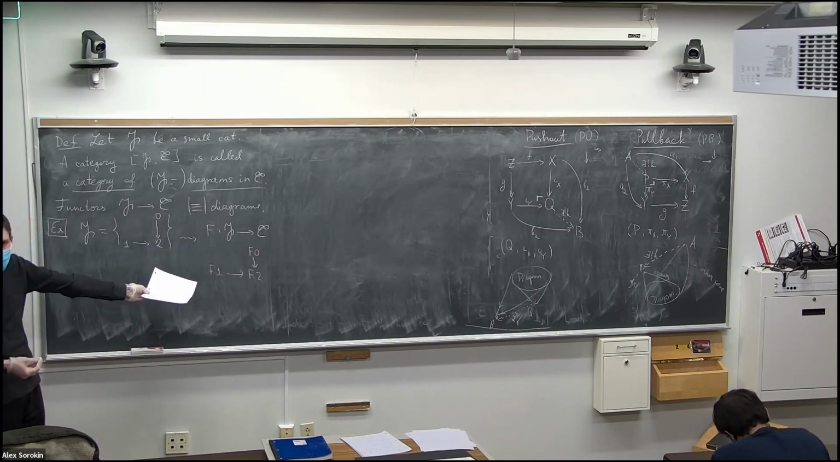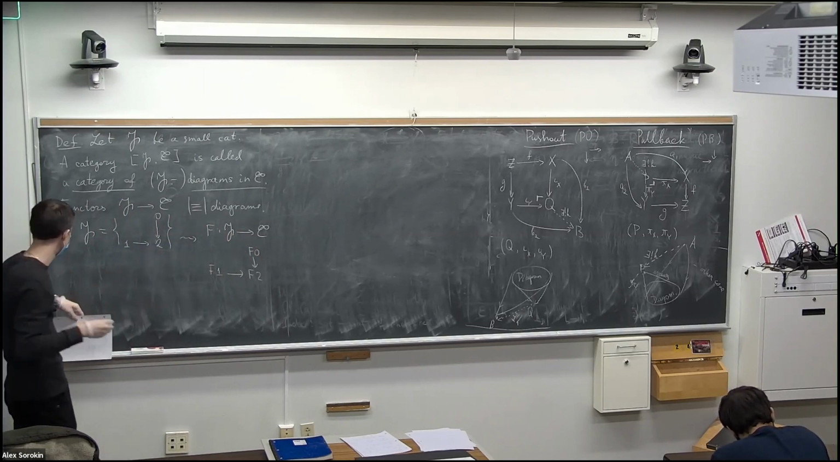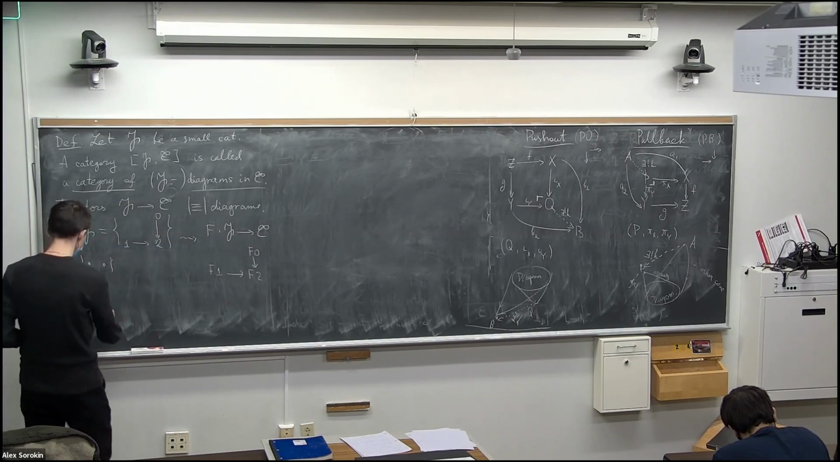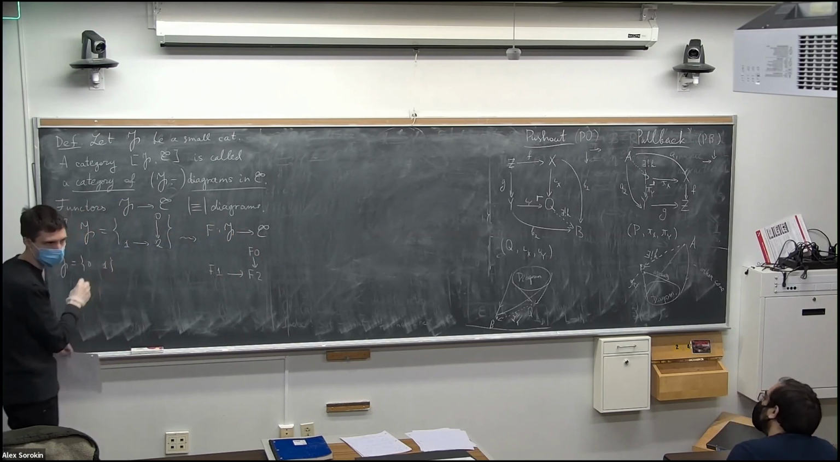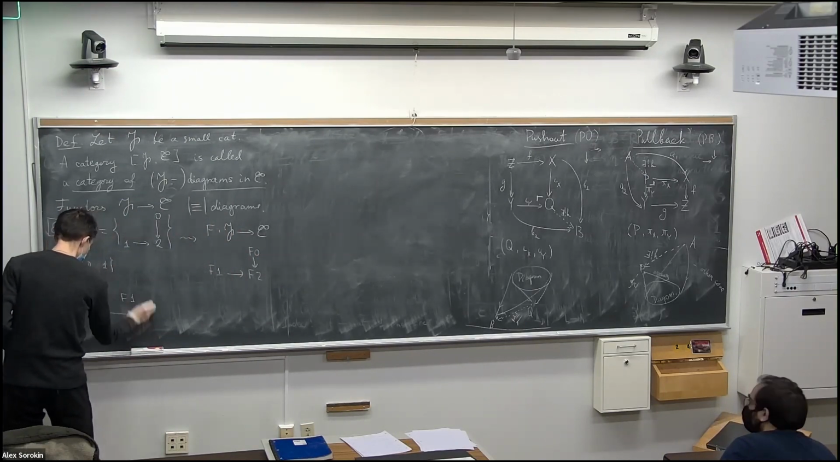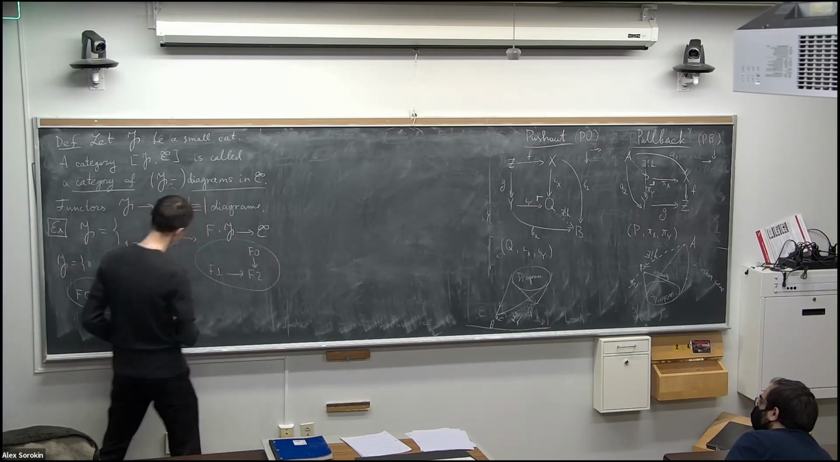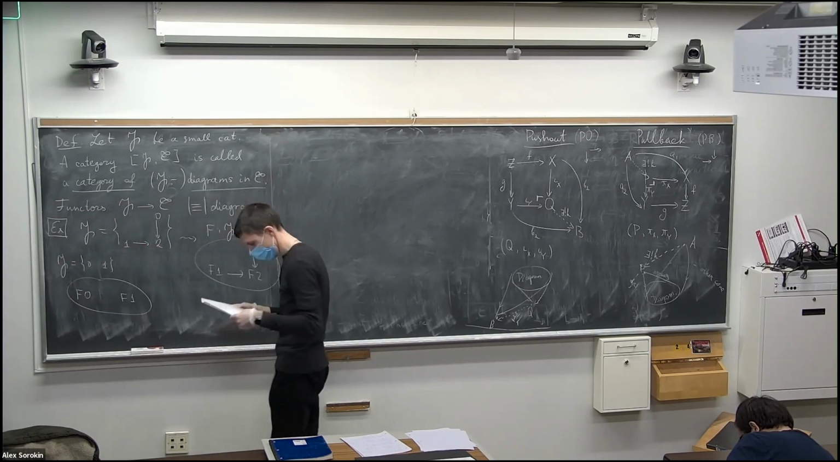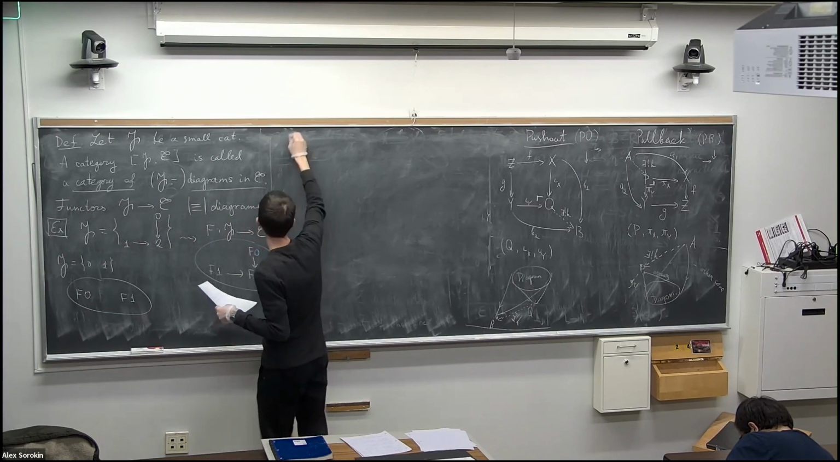Okay, for push out, similar. If you have J equal to just 2 dots, let's call these dots 0 and 1, without any arrows, then your diagram will be F of 0 and F of 1. Okay. So cone definition.